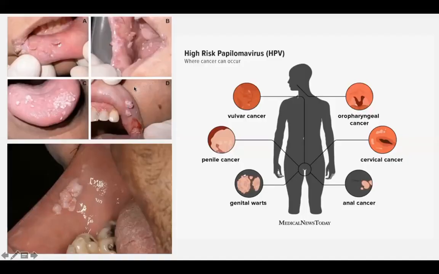regularly. So this is high risk papillomavirus. Where can cancer occur? Oropharyngeal cancer, cervical cancer, anal cancer, genital warts, penile cancer in the case of males, and vulvar cancer. So we have oral warts hanging here, and this is not hairy leukoplakia. Okay, not like HIV, this is HPV.